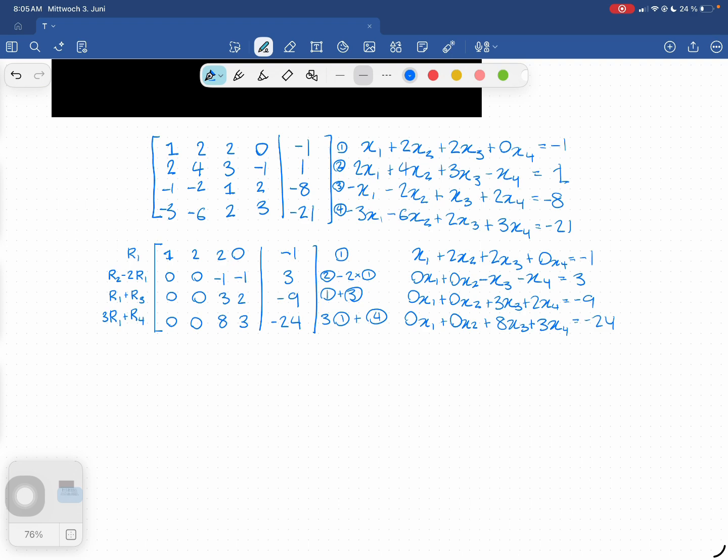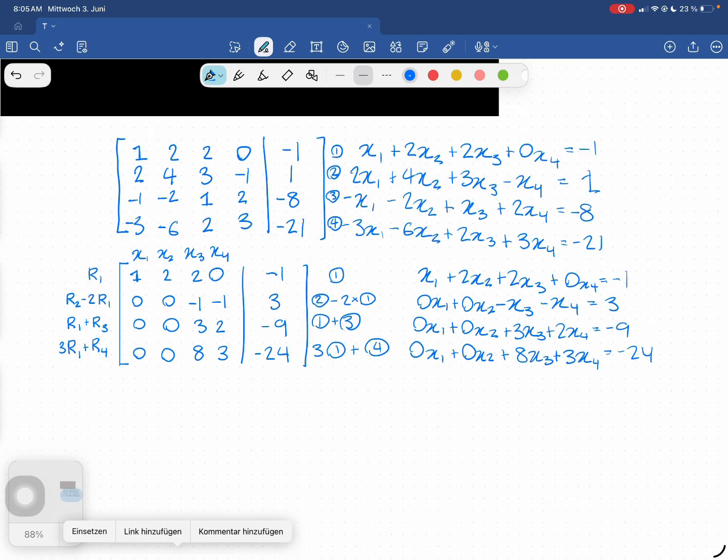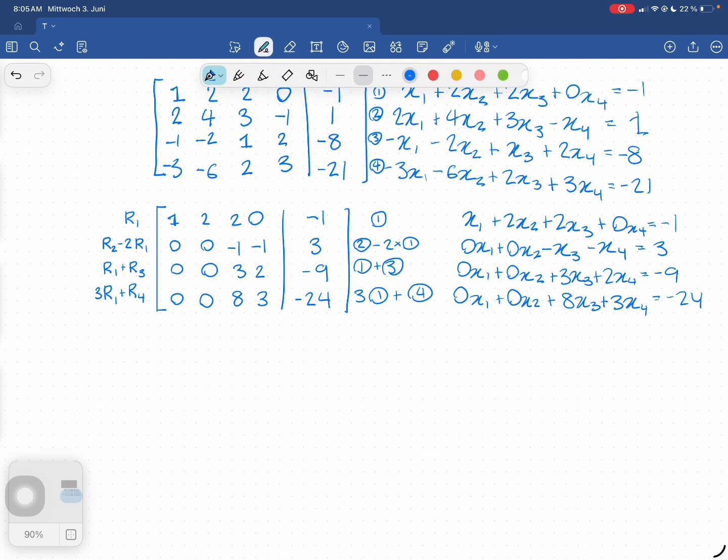Okay, and I hope you realize that these two things describe the same thing. They're just in a different format. These just have the coefficients of x1, x2, x3, x4. This coefficient is 1, 2, 2, 0, and negative 1. So I'm going to use this matrix from now on, but I hope you realize that these are connected.